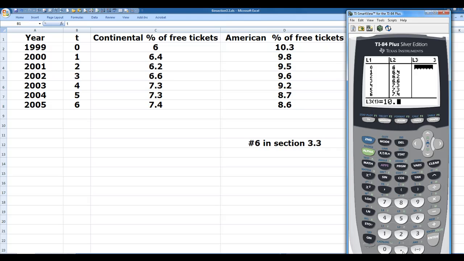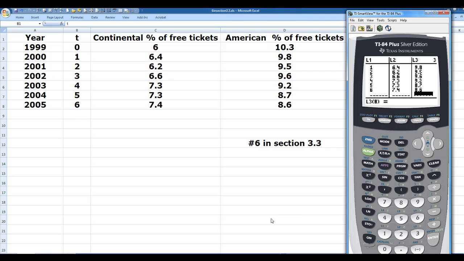We have 10.3, 9.8, 9.5, 9.6, 9.2, 8.7, and then 8.6. So we have the data entered.